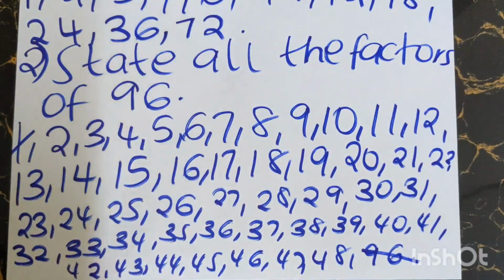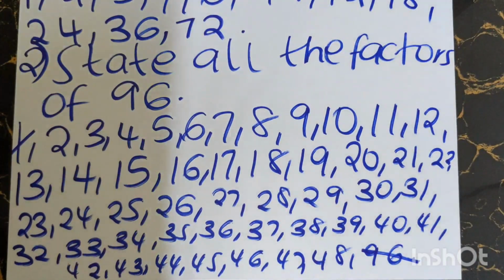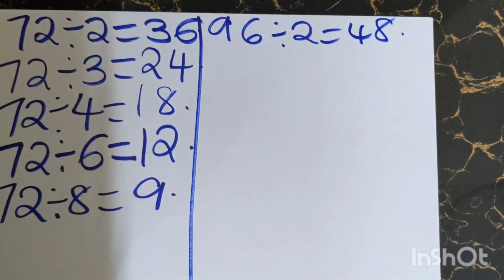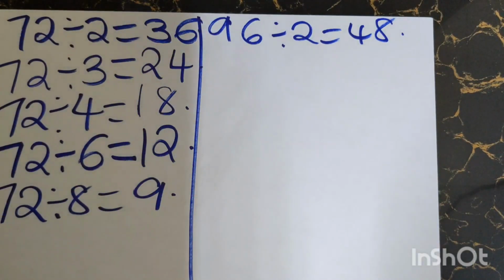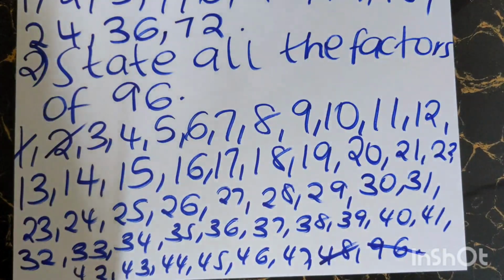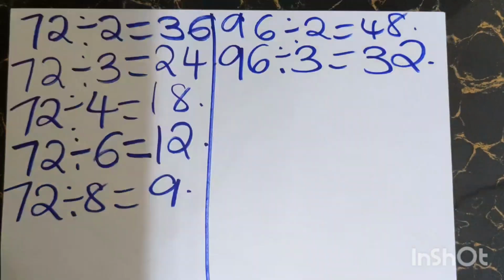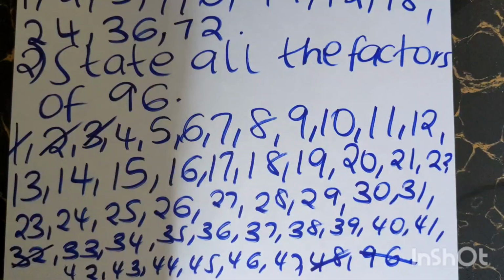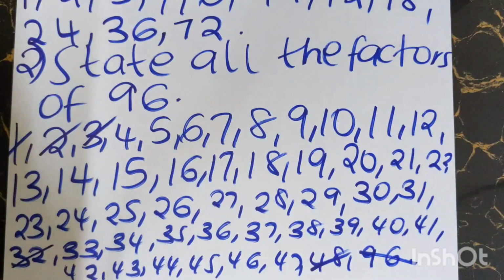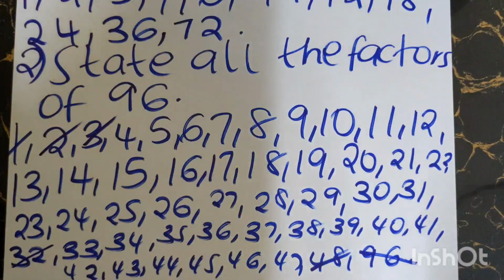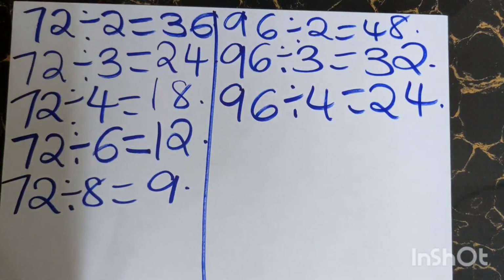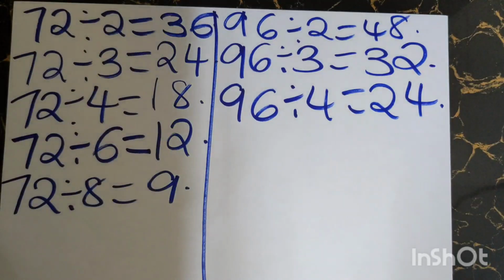Okay. So, is 96 divisible by 2? Yes. 96 divided by 2 is 48. So, 2 and 48 are both factors of 96. Is it divisible by 3? Yes. 96 divided by 3 is 32. So, 3 and 32 are both factors of 96. Is it divisible by 4? Yes. 96 divided by 4 is 24. So, 4 and 24 are also factors of 96.